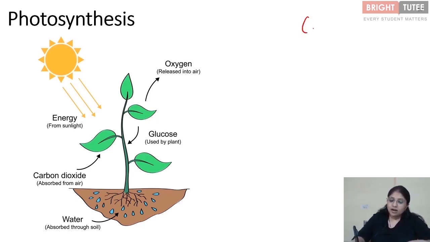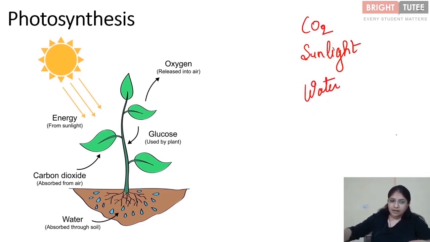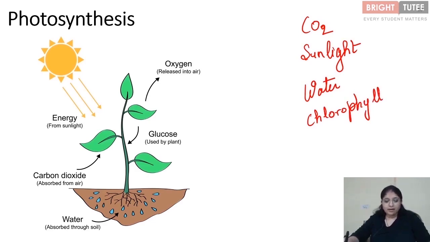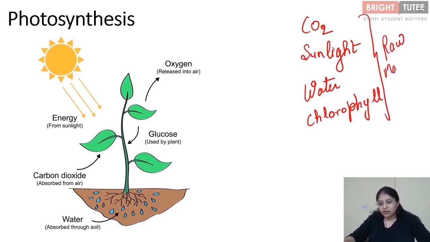Those raw materials are carbon dioxide, sunlight, right? Then water, right? Apart from that, it needs a special pigment called chlorophyll. About all of these we will study in detail. So the plant needs all these raw materials for photosynthesis, and they need to be supplied to the leaf for photosynthesis to occur, right?